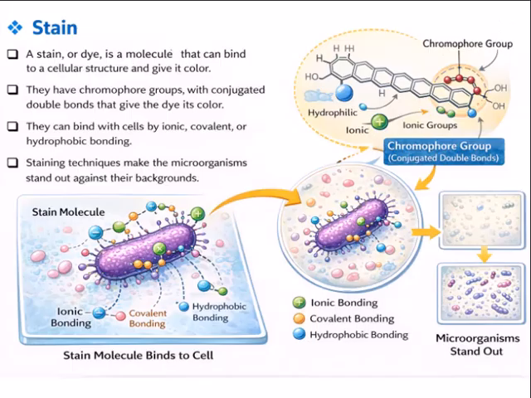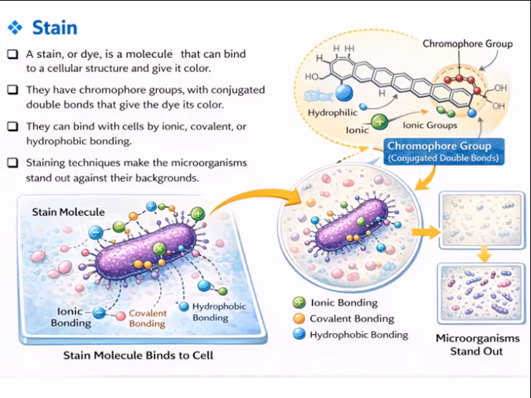A stain or dye is a chemical substance that has the ability to bind to cellular structures and impart color to them. Since most microorganisms are transparent under the light microscope, staining is essential to make them visible and distinguishable from the background. Why does a stain have color?